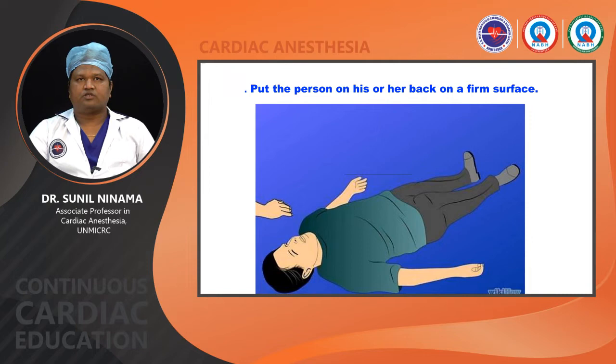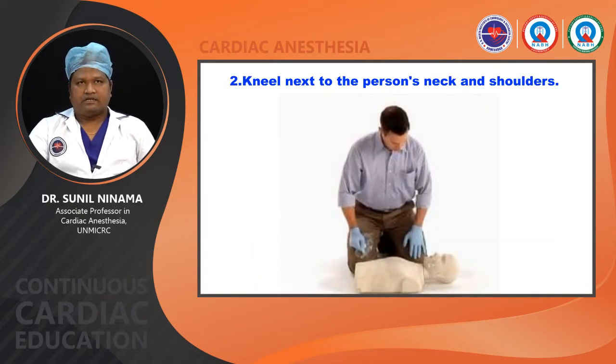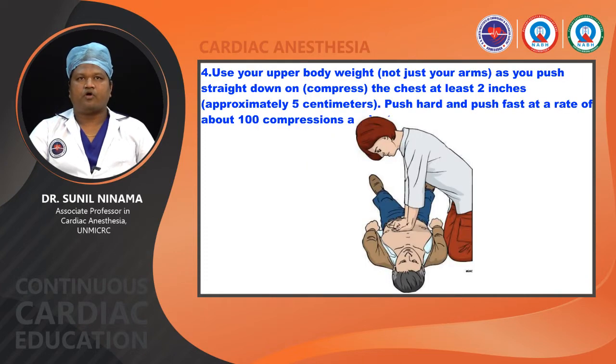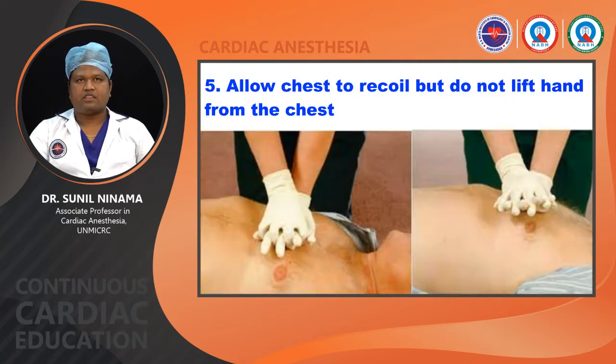First, put the patient on a firm surface. Then kneel next to the person's neck or shoulders. Place the heel of one hand over the center of the person's chest between the nipples, and place your other hand on top of the first hand. Keep your elbows straight and position your body over the chest. Use your upper body weight, not just your arms. Push straight down and compress the chest at least 2 inches, or approximately 5 centimeters. Push hard and push fast at the rate of 100 to 120 compressions per minute. Allow the chest to recoil, but do not lift your hands from the chest.